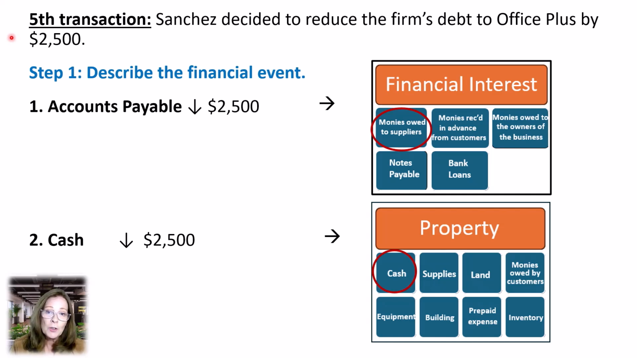Now that Sanchez pays part of the $6,000 that Eli's Consulting owes Office Plus, we need to figure out what to do with this business transaction. So first, we need to reduce accounts payable because Eli's Consulting now owes less money to Office Plus. And for the second part of this transaction, we need to reduce the cash account because Eli's Consulting now has less cash.